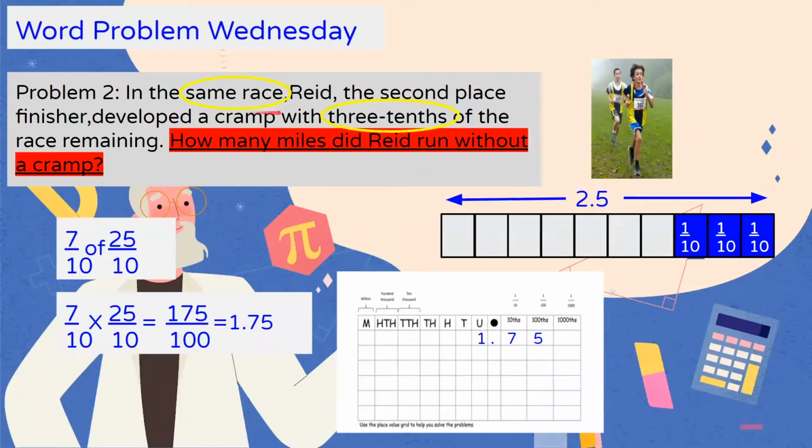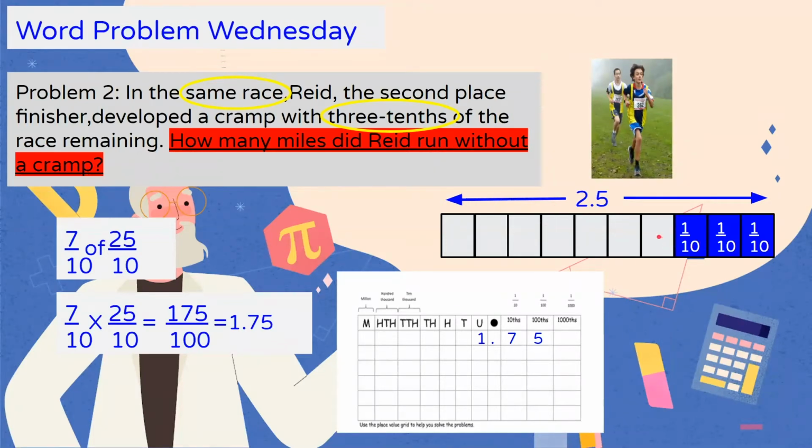So what do we know? Well, we know it was the same race. So in the same race, we know the length, right? We know the length would have been 2.5 miles, and we can write that. That's going to be our whole unit. We know that. And our question, how many miles did Reid run without a cramp? So we know he ran 3/10 with a cramp, correct? So we would mark those 1, 2, 3/10. The last 3/10 of the race was when he had his cramp. But how many tenths did he run without one?